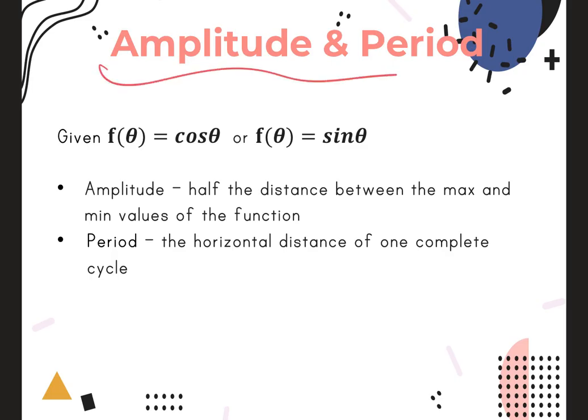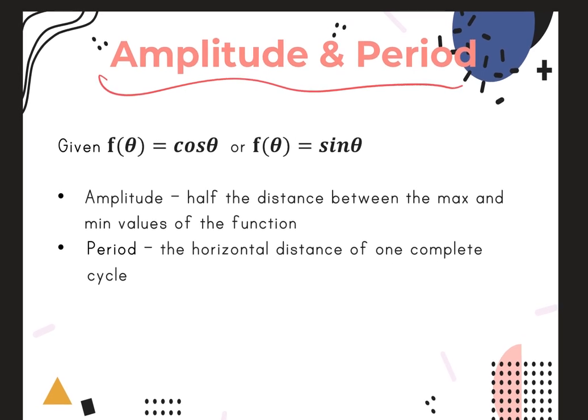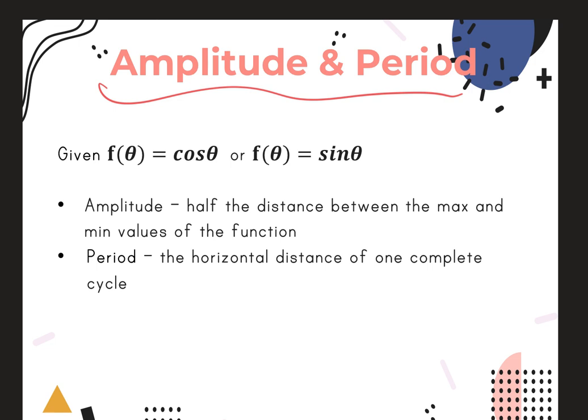Here we go. Amplitude and period. So the amplitude is half the distance between the max and the min values of the function. So if I have my max and I have my min, because eventually these are going to be in word problem form, like the tide is going up and coming back down again. The highest it hits is this, the lowest it hits is that. That's your max and your min. If you want to find the amplitude, you're going to do the max minus the min divided by 2.